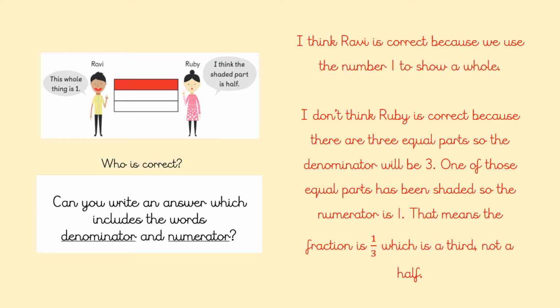You probably worded it a little bit different, but hopefully you did say that Ravi was correct and Ruby was incorrect. And hopefully you remembered that the denominator is the number on the bottom of the fraction that gives it its name, and the numerator is the number on top of the fraction that tells you how many of the parts we're counting.